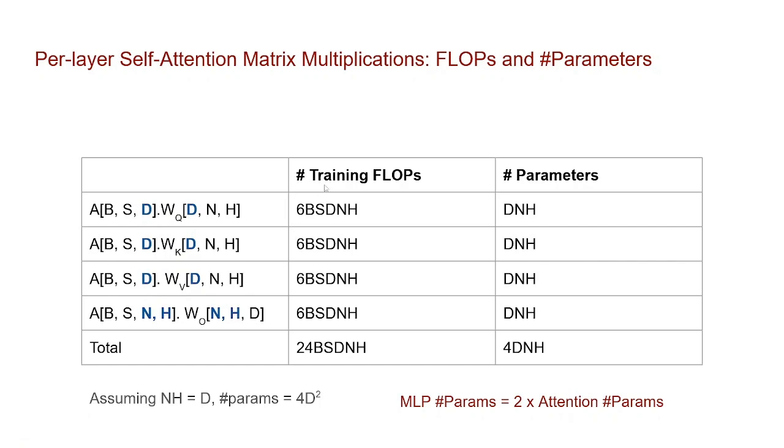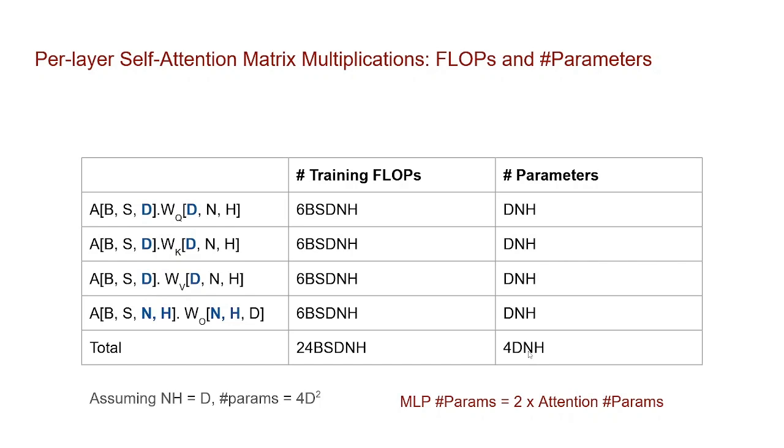So for these tensor products, just following the calculation which we had done earlier, these are the number of training flops associated with these linear projections. And these add up to be 24 BS DNH. For each of them, we have DNH parameters, basically the number of parameters in these weight matrices. And in total, per layer, we have 4 DNH parameters associated with the self-attention module for the linear projections.